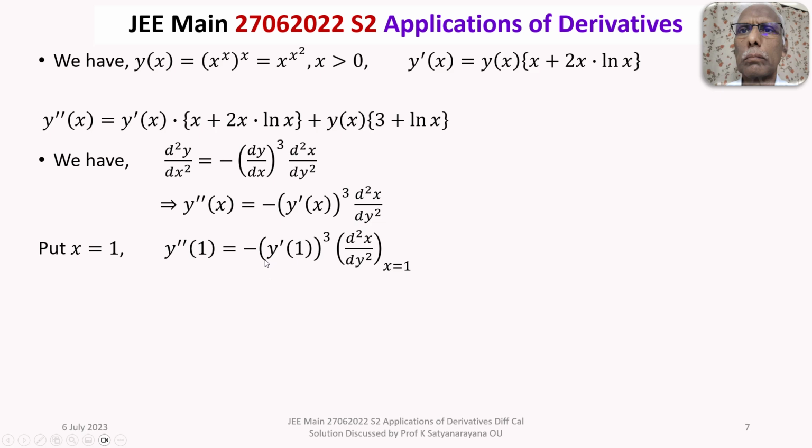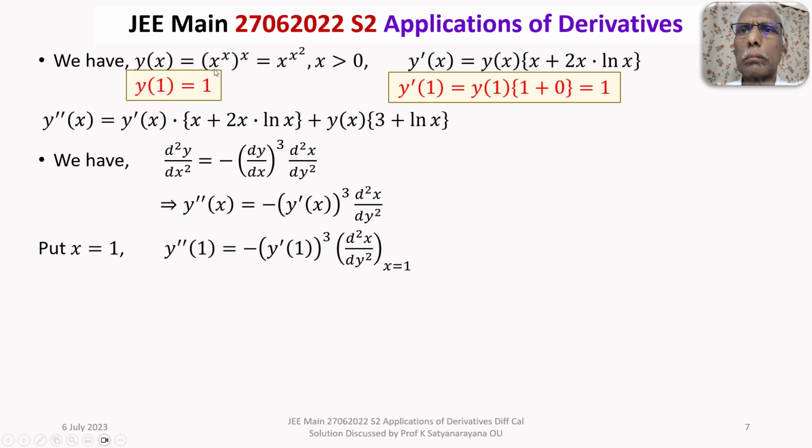So now go back to y prime x and put x is equal to 1. We'll get y prime 1 is equal to y of 1 into x, which is 1, plus ln of 1, which is 0. But what is y of 1? So we go back, y of 1 is equal to 1 power 1, that is 1. So come here, y of 1 is 1, 1 into 1 is 1. So y prime 1 is 1. Agreed.